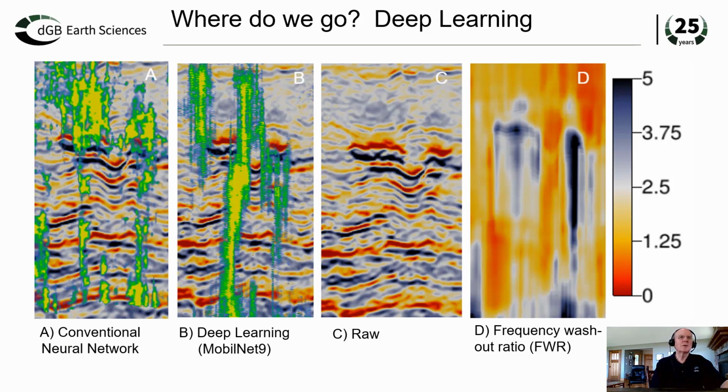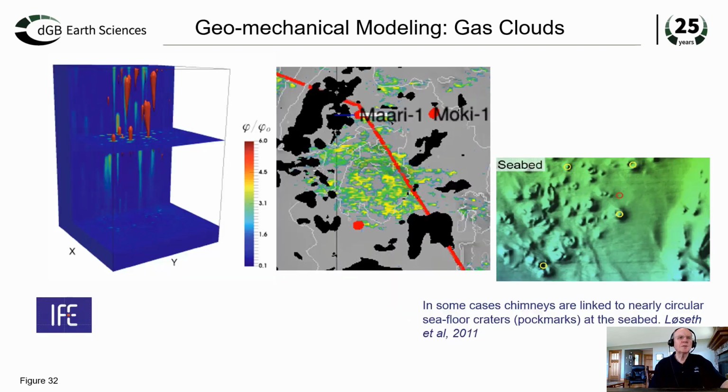Where is this technology going? Currently, we are investigating the potential of deep learning convolutional neural networks, which use pattern recognition to detect chimneys. These algorithms may be applied to multiple seismic data sets, which is a limitation right now of the shallow neural networks. We are also using geomechanical modeling of gas chimneys to get a better understanding of their morphology.